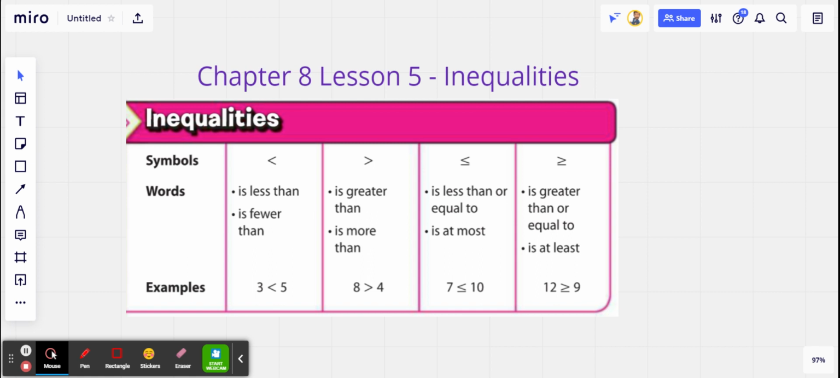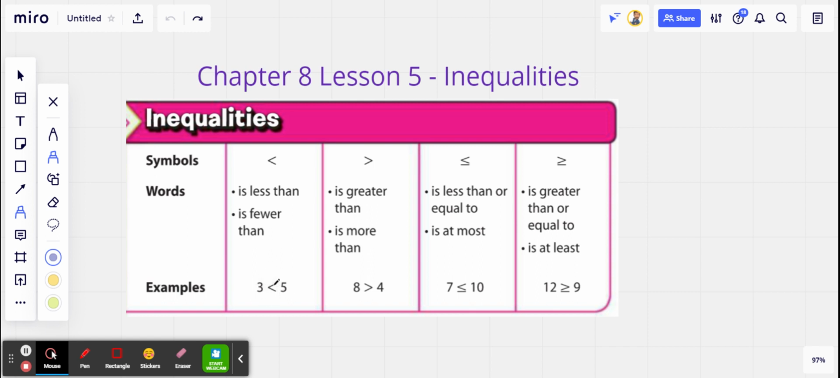Inequalities. All right, and so we've worked with those before. So I'm just going to give you an example of what you're going to be working with in this lesson. We have this symbol right here, and this symbol is the less than symbol, right? Less than is fewer than. We've used that before, comparing numbers and integers, right? So for example, 3 is less than 5.